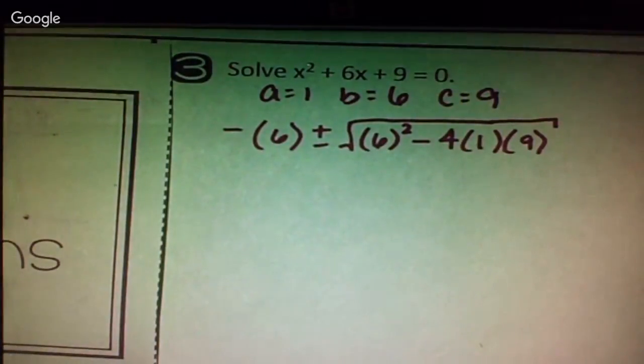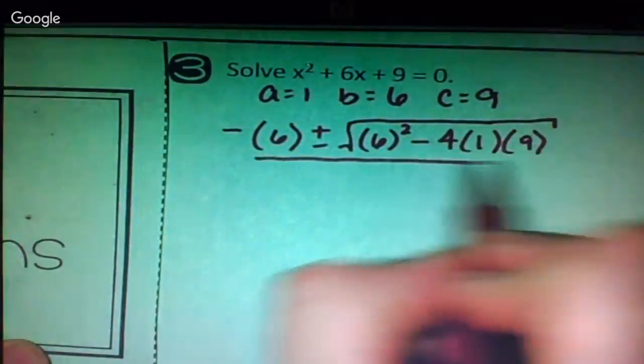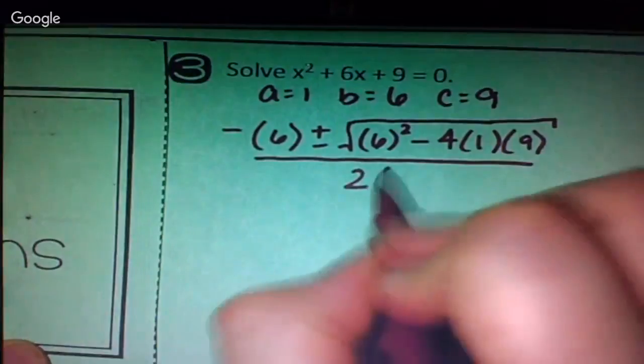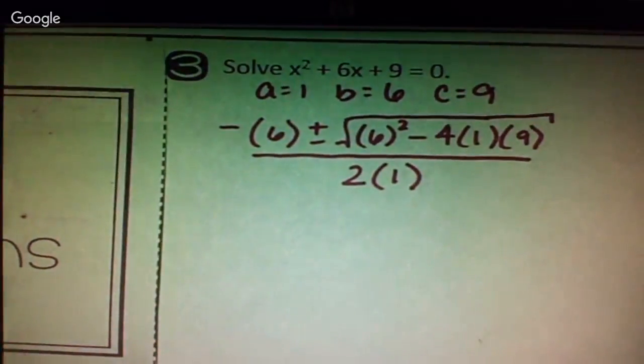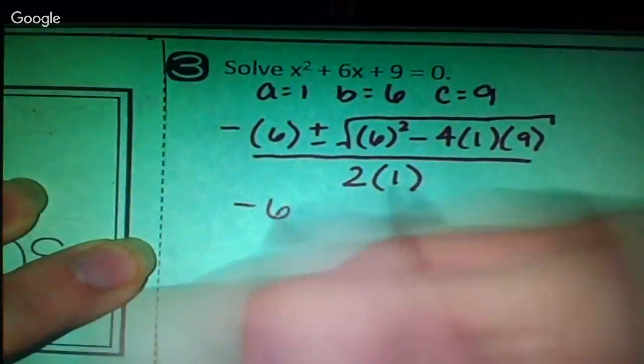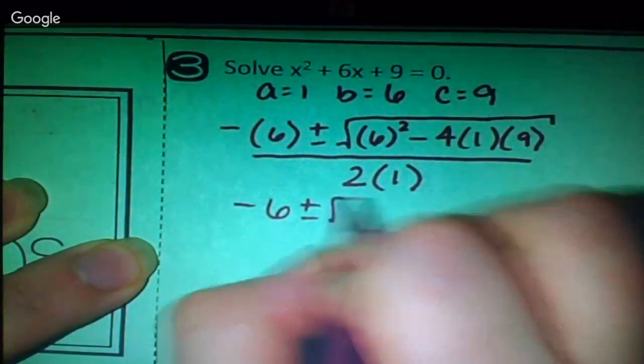It's the square root. Is there a reason you're not writing anything back there and you're just staring off into space? Come on. Come on. All over 2 times 1. Why did it? Wait. Okay, so we go negative 6 and then plus or minus the square root.